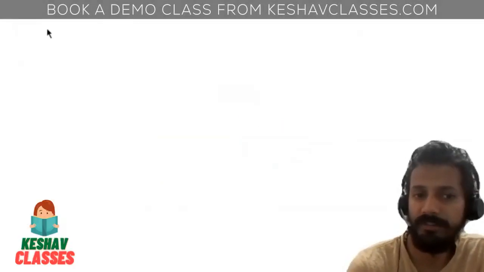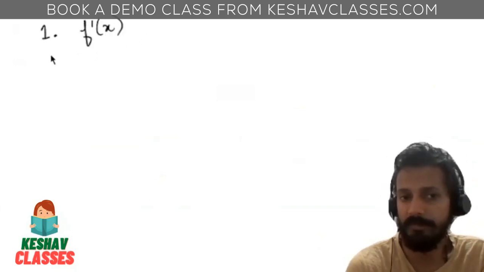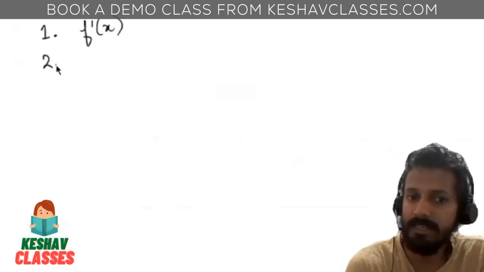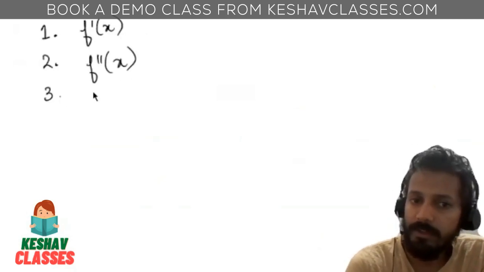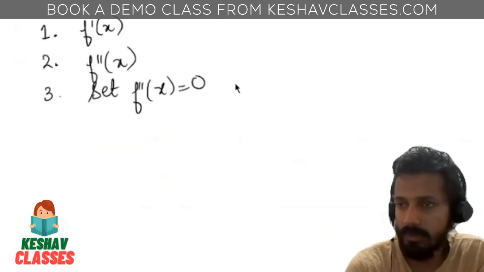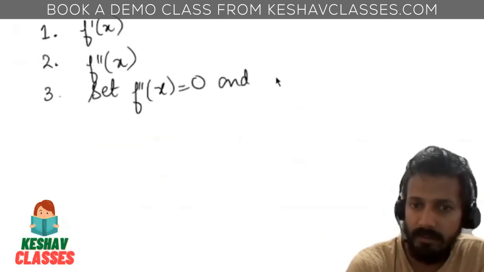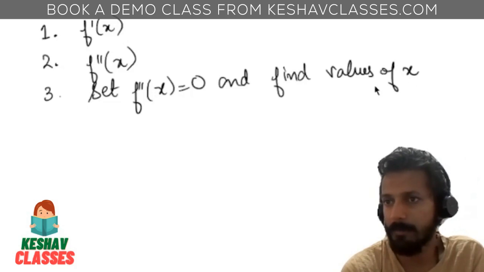How you find a point of inflection: the first step is you find f prime of x. Then the second step is using f prime of x, you find f double prime of x. Then the third step is you set f double prime of x equal to 0 and find values of x. This is the third step.